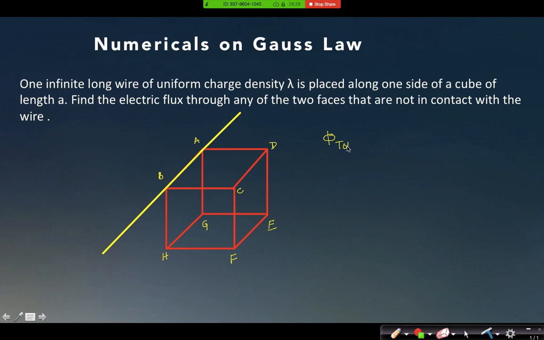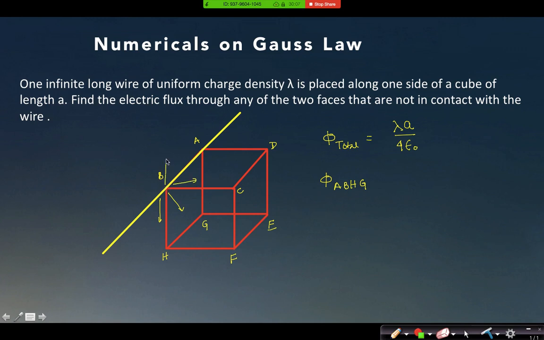Lambda A by 4 epsilon naught. Yes, that we have done in the last class also. Lambda A by 4 epsilon naught, because 1/4 of the rod between A to B is inside the cube. Now, can you tell me what is the flux through the surface ABHG? 0. Because this charge rod will produce a cylindrical electric field.